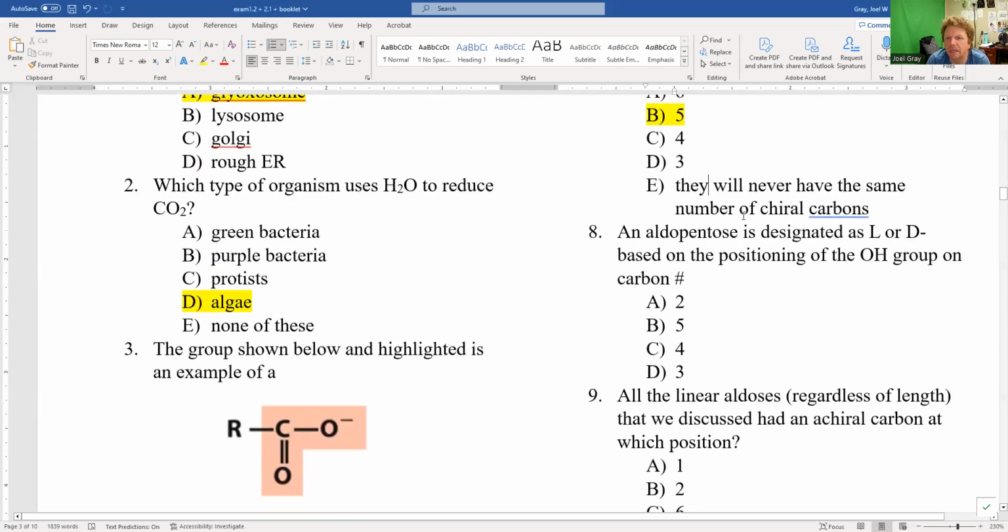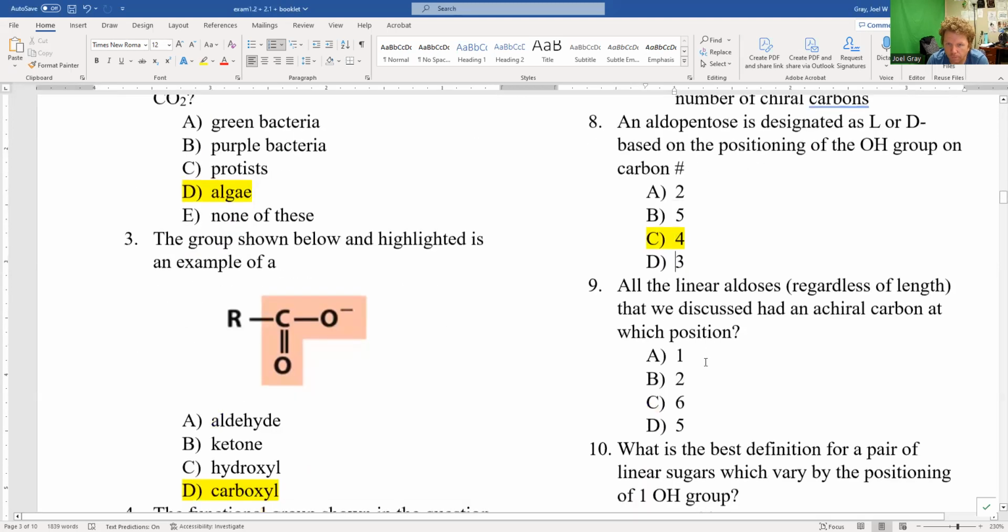An aldopentose is designated as L or D based on the positioning of the hydroxide group on which carbon? With an aldopentose, we are talking about something that has a total of 5 carbons. Our second highest numbered chiral carbon would be carbon number 4. So the correct answer for this is C, 4.